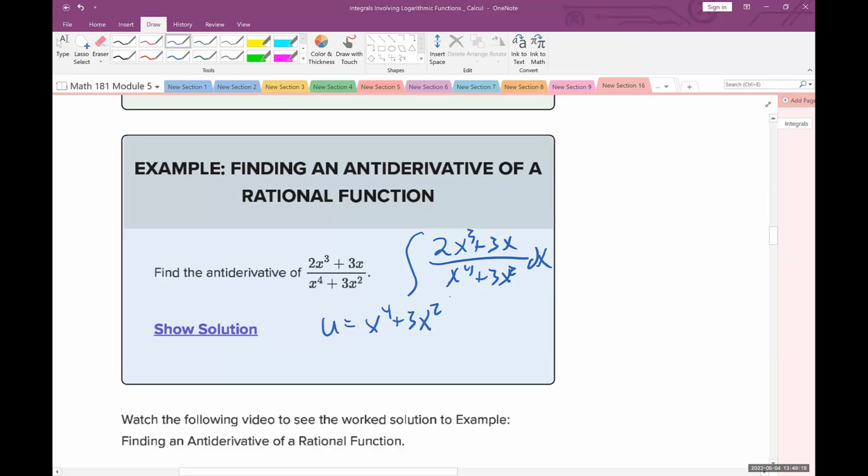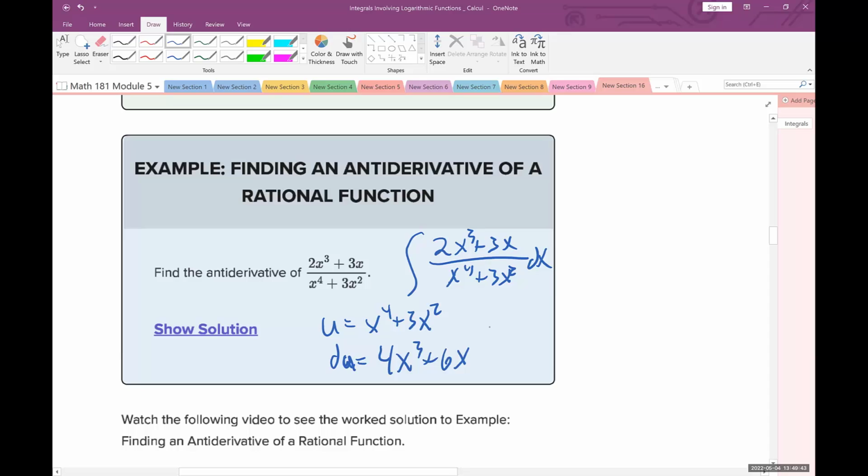I had to think contextually, where are we? We're doing antiderivatives of logs or things that produce natural logs. So I had to think, okay, if that was my u, what's my du there? What's the derivative of x to the fourth plus 3x squared? 4x to the third plus 6x.